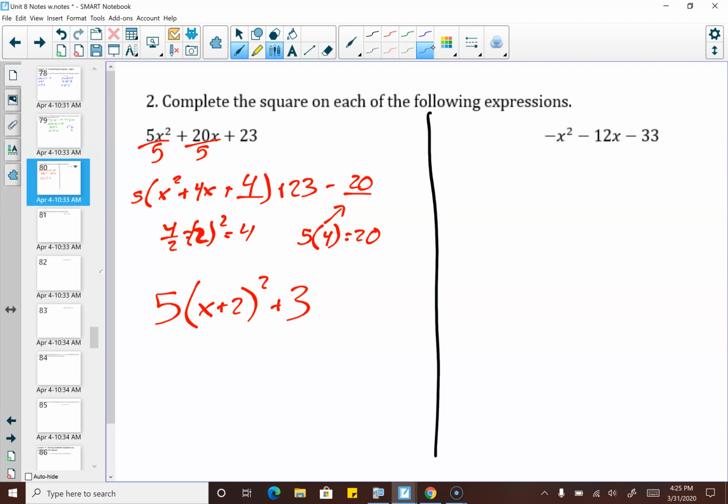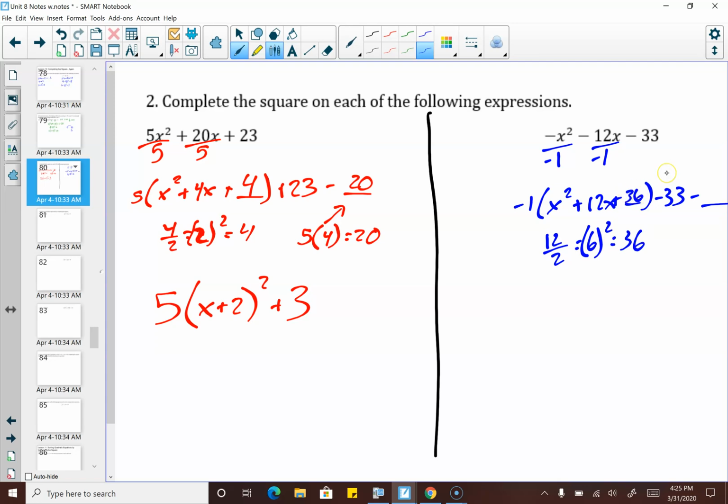So now it doesn't seem like we have a number in front of x here, but we do, in front of x squared. But we really have a negative 1. So we're going to divide those first two terms by negative 1, and we get x squared plus 12x plus a line, and then minus 33 minus a line. So we divide the 12 by 2. 12 divided by 2 is 6. 6 squared is 36. So 36 goes on that first line.